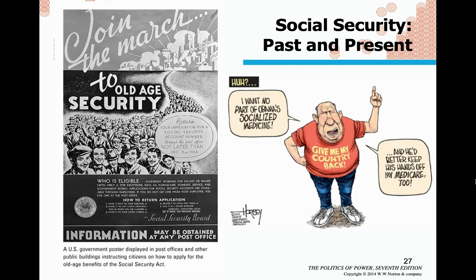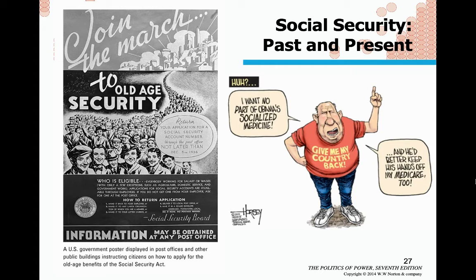But at the time, Social Security, that's what you see on the left here, the U.S. government poster encouraging people to sign up for Social Security, as it was really meant to alleviate elderly poverty, which the Great Depression really brought to everyone's attention. And on the whole, I think it's safe to say that it's worked. But again, the sustainability in the longer term is something that's trickier.